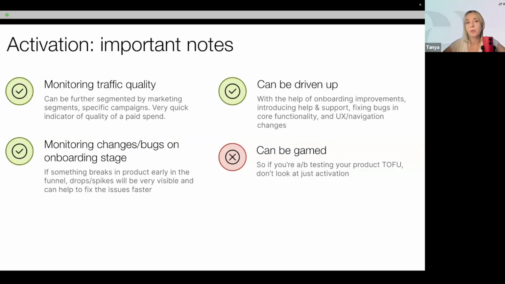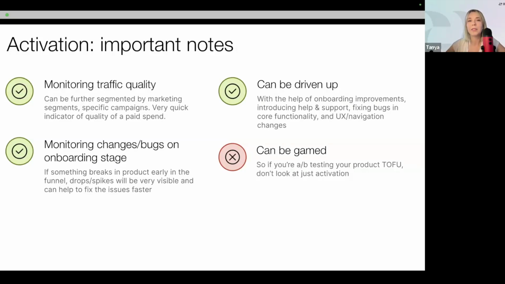This metric also has a lot of potential for you as a product team to work on, meaning that you can improve the user experience, improve the onboarding, fix the bugs and the core functionality, improve navigation and UX, and introduce help and support. There is a separate huge topic on how to drive activation up. But the key thing is that it's something you can work with and grow. It's not just a metric that you will be looking at. This metric can also be gamed, but that's a small minus.